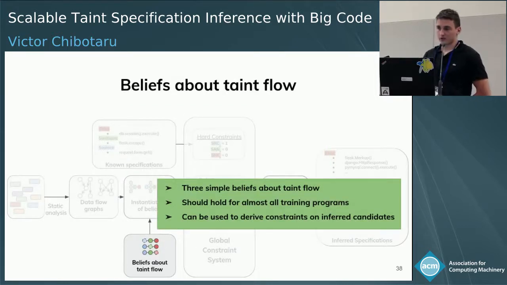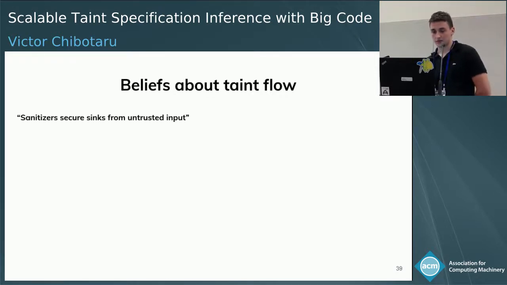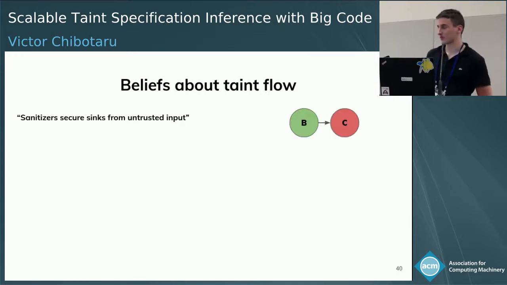The second component is a set of three beliefs that we use. We assume that those beliefs should hold almost everywhere for almost all training programs. And we use them to derive constraints on the inferred candidates. So the first belief is basically a rephrasing of the goal of a sanitizer in the program. It says that whenever we see a sanitizer that protects a sink, it means that there should be a source that the sanitizer is protecting the sink against.